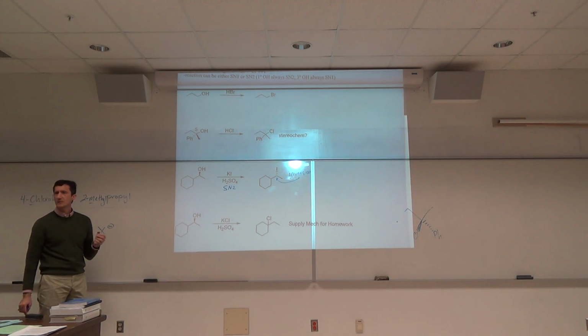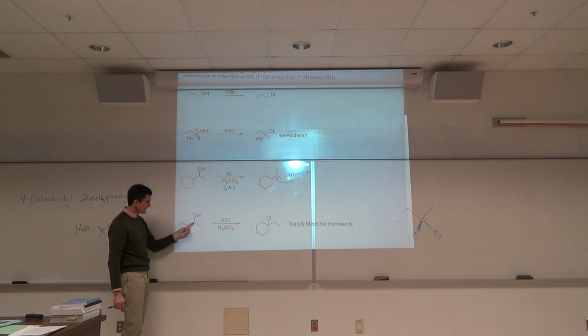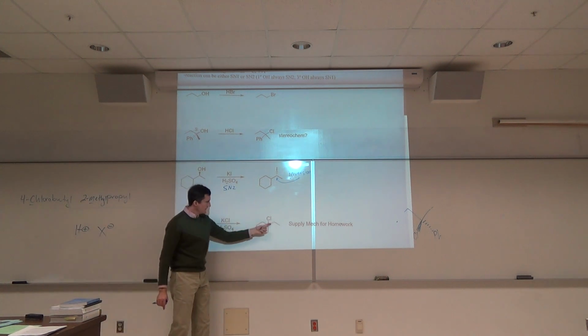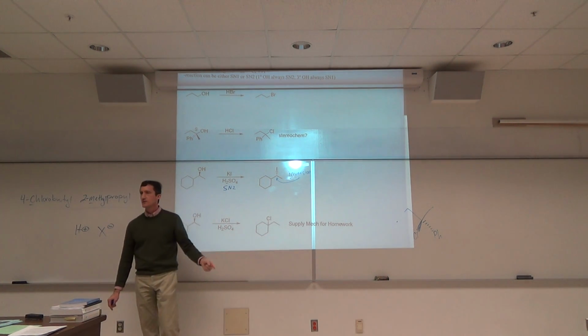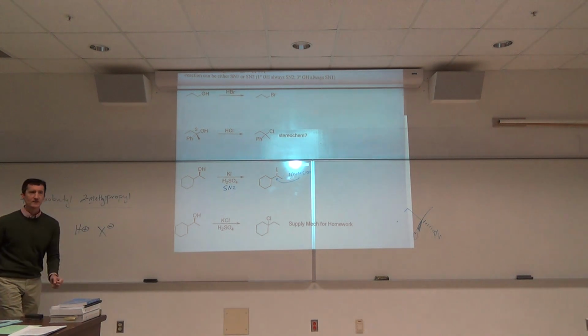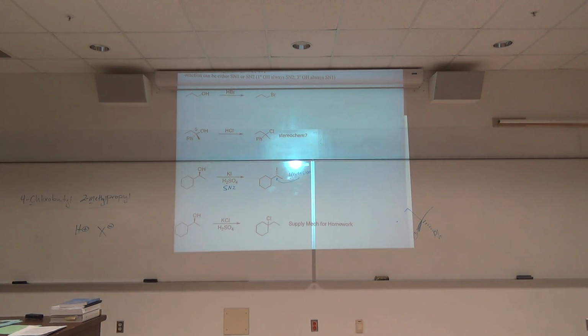I also see something odd about this one because here the OH is on the carbon. The chlorine is not on that carbon. So what happened? It's like a rearrangement. What type of chemistry do you get rearrangements with? Carbocation chemistry. See? There you go.